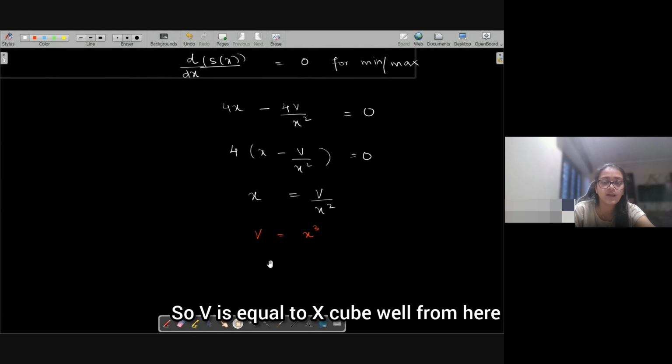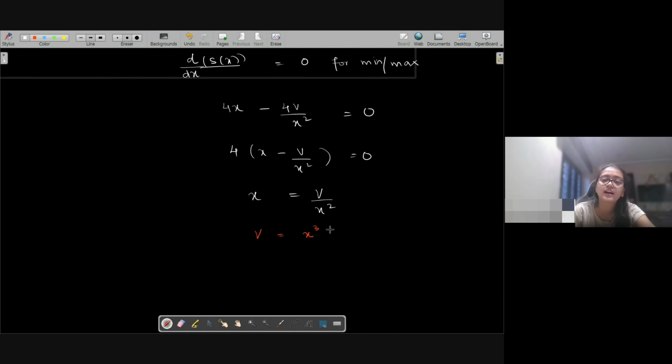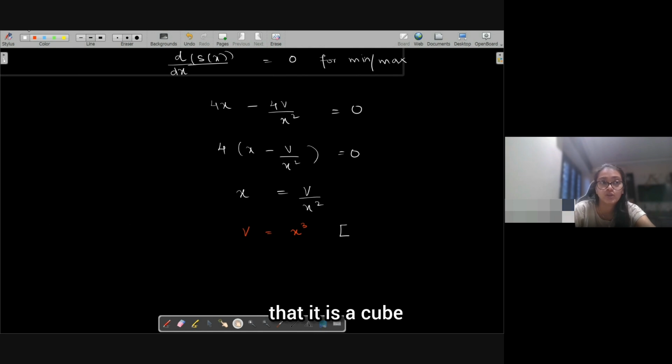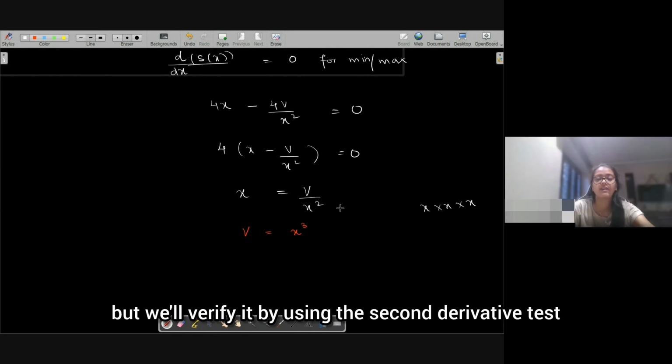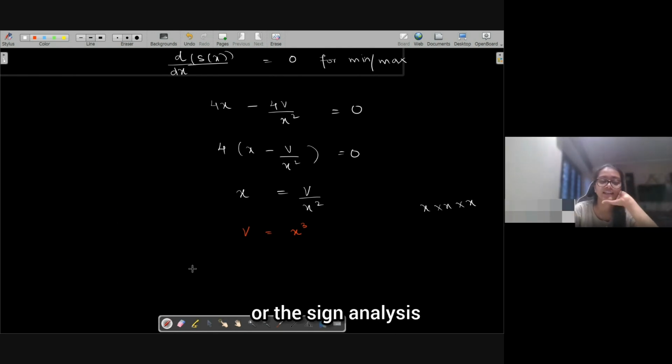So v is equal to x cube. Well, from here, you can prove that if v is equal to x cube, there are chances that it is a cube, but we'll have to verify it. Because volume of x cube means x times x times x, which is the formula of volume of cube. But we'll verify it by using the second derivative test or the sign analysis.